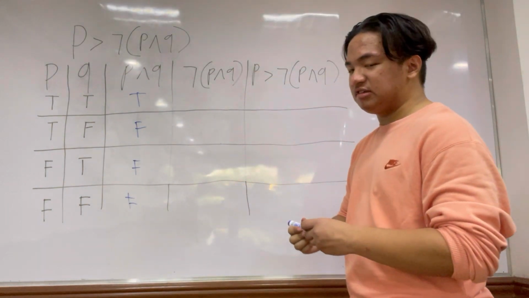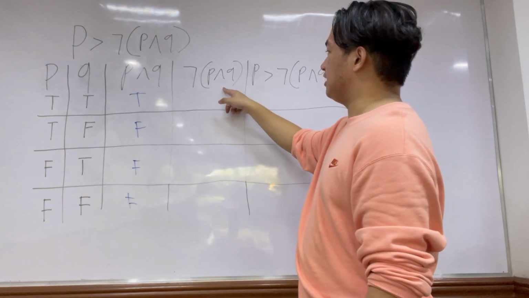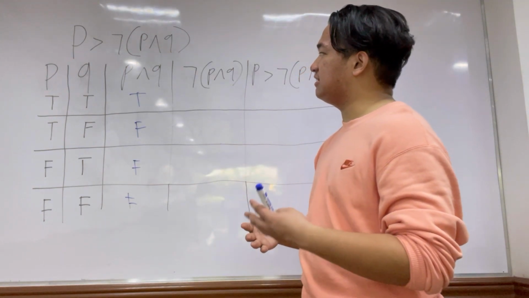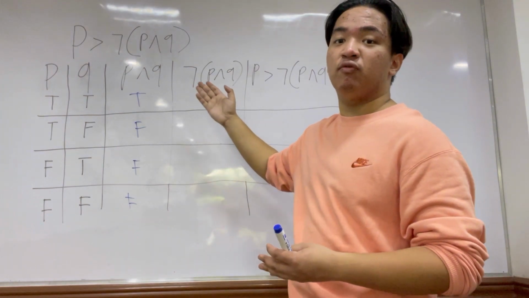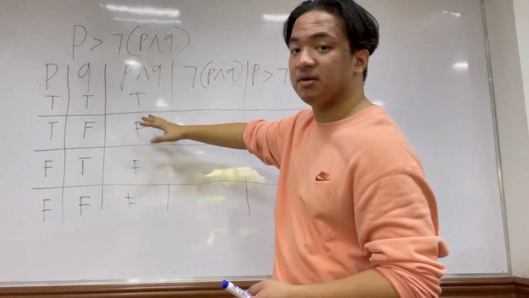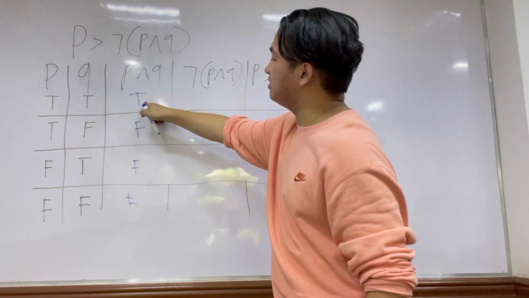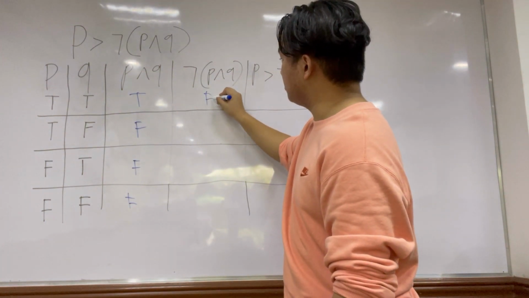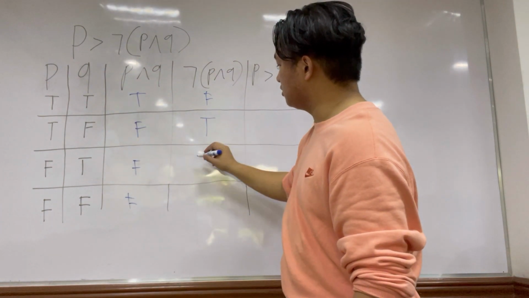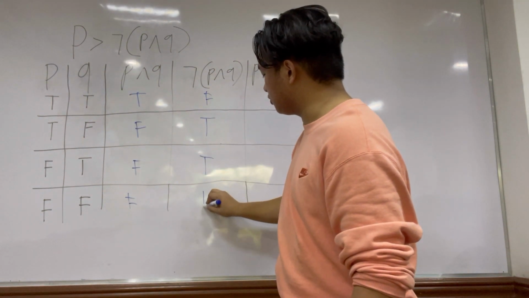Next, we see not P and Q. Now, what does that mean? It essentially states the opposite of what P and Q is. So this just means that we will flip them over. That means T now becomes false, because that is the opposite of what is true. So here it becomes true, true, and true.